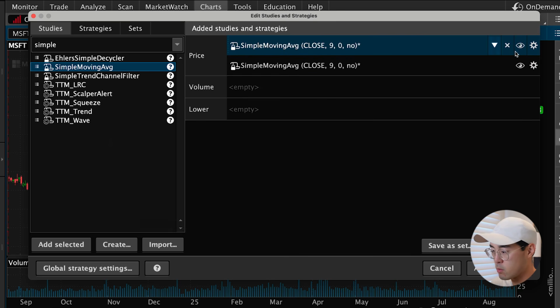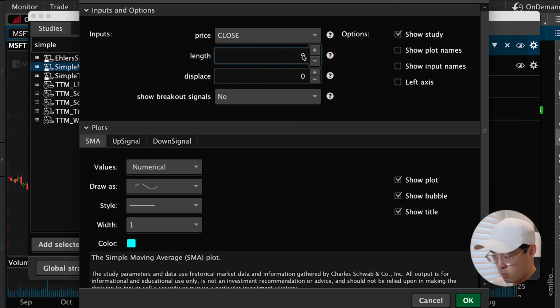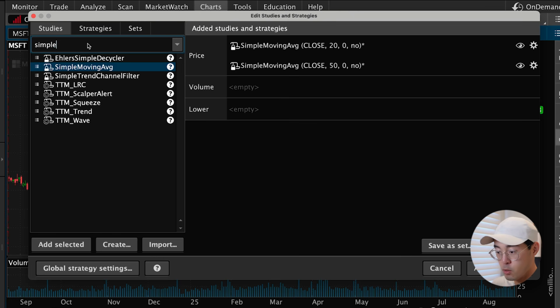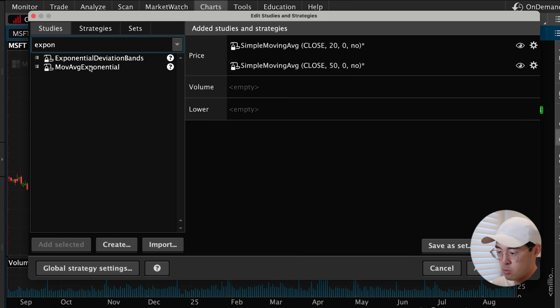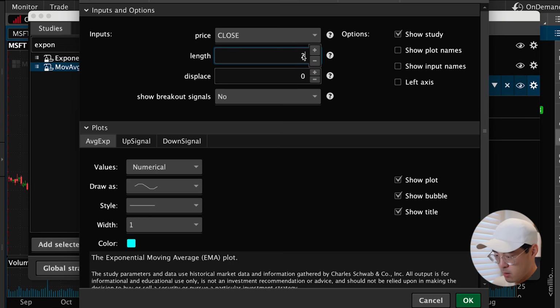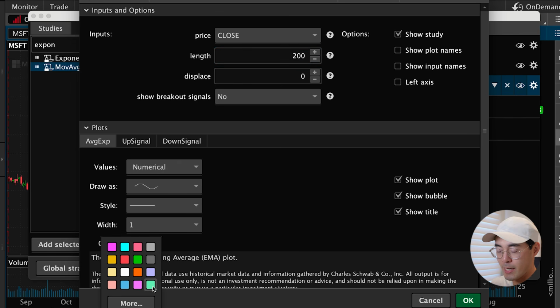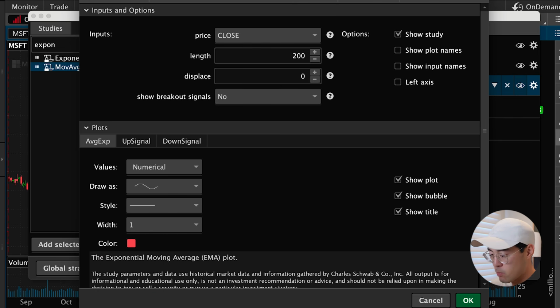So for this 20, let's go here and change it to 20. We'll keep it the same color. And then for here, let's make it 50. And then we'll make it a different color. Let's make this green. And then for the 200 period moving average, I actually like to use exponential. There's a slight difference. 200 exponential moving average just means that the days are weighted slightly different, while simple moving average just means that everything is weighted the same. So we'll make this red.